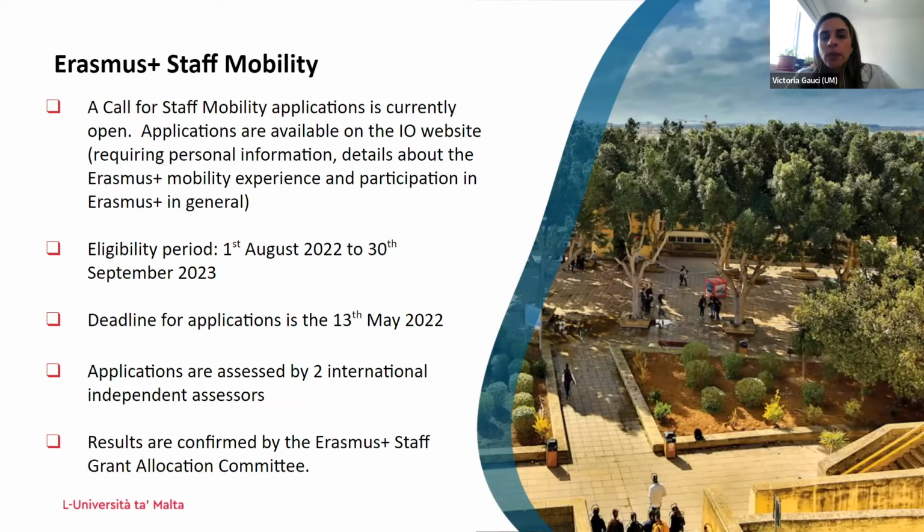The eligibility period for mobilities is August to September of next year. So basically it covers the next academic year. And the deadline for applications is the 13th May. Once the deadline closes, the applications are then assessed by 2 independent assessors.